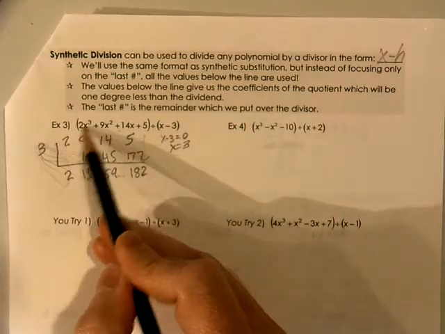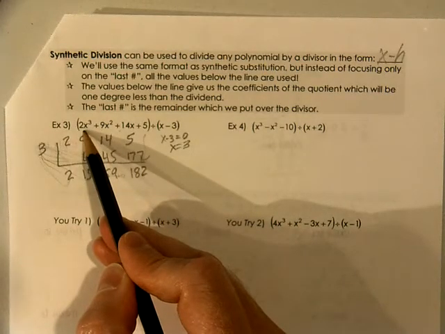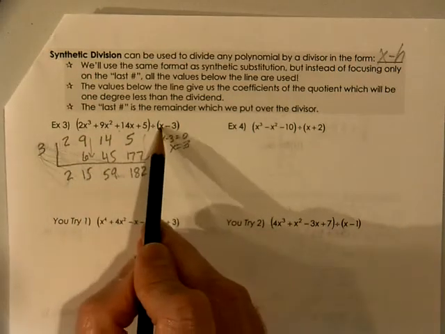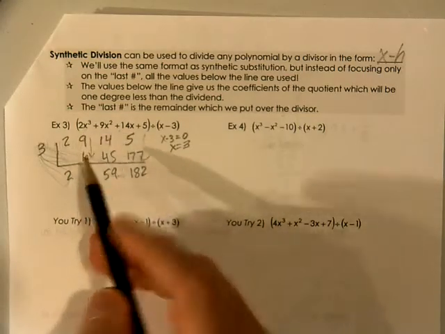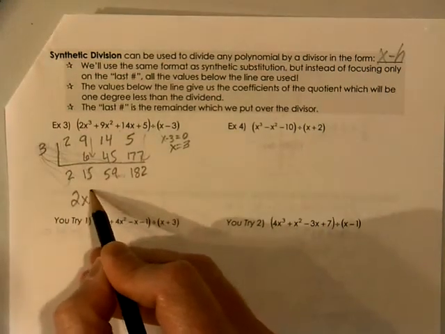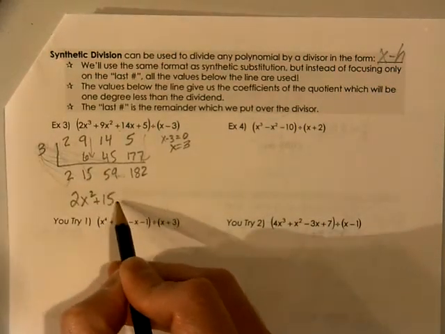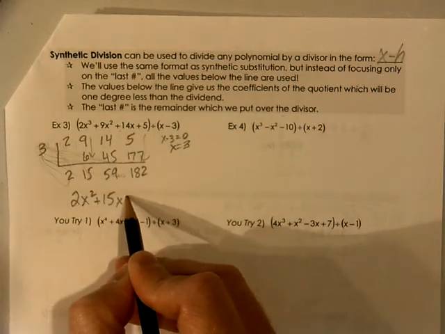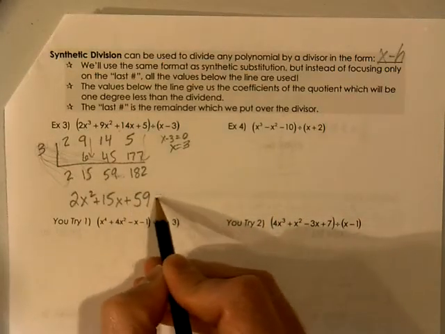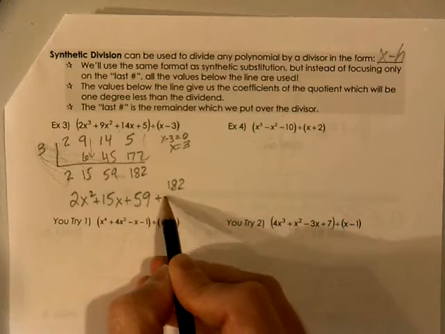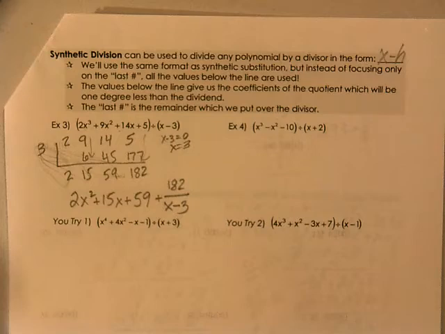So this was a cubic equation. So if we're going to divide by the first degree, then this is going to be 1 degree less than the cubic equation. So this is going to be 2x squared plus 15x plus 59 and 182 divided by x minus 3. That is our quotient.